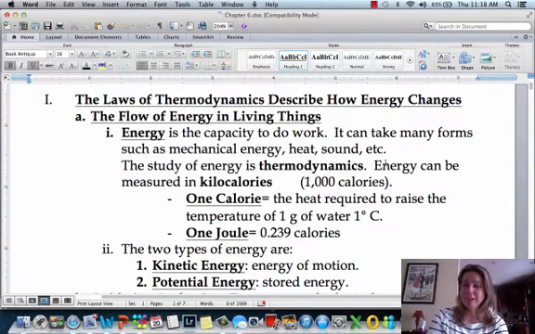It's a very involved study. It's pretty awesome if you can do that. And we measure it in kilocalories. Now, you've heard of calories before. Those are actually going to be a unit of heat.